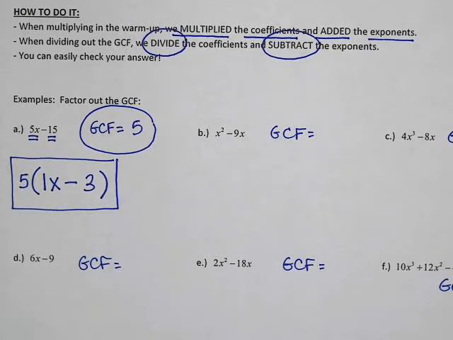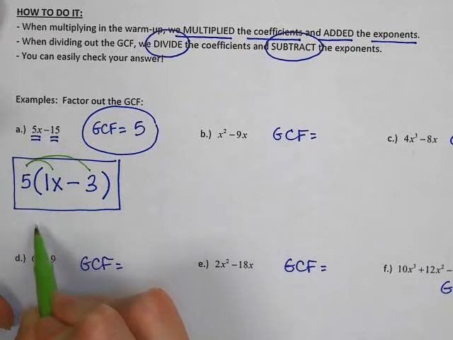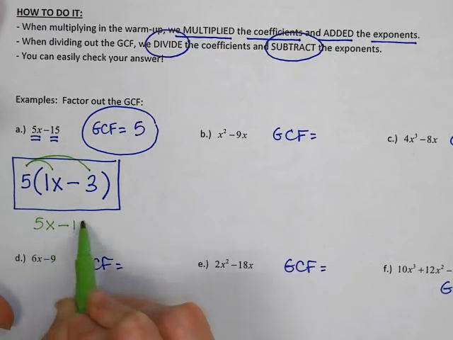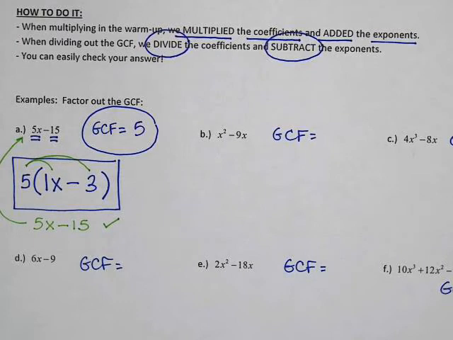Now, if you guys want to check if you're right, just go ahead and distribute, and you'll get 5x minus 15, which is what you started with, so you know you did it right. Okay, let's try another one.